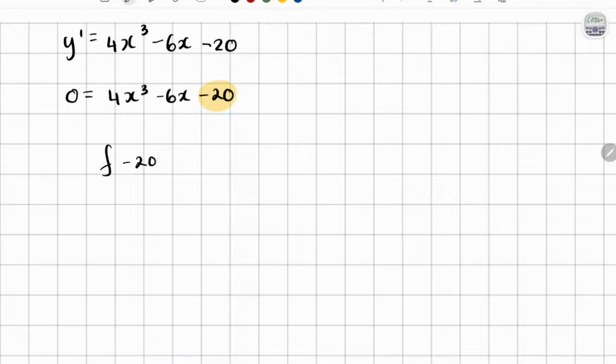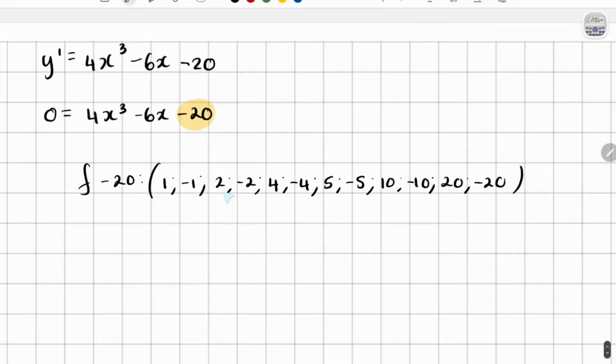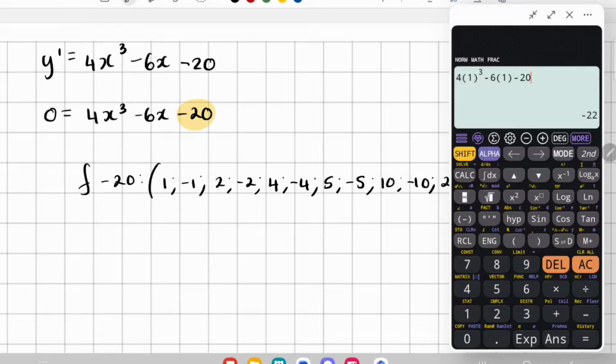So factors of negative 20 will be 1 and negative 1, 2 and negative 2, 4 and negative 4, 5 and negative 5, 10 and negative 10, and 20 and negative 20. And then you're going to have to substitute these values into this and see the one that gives you 0. So 1 does not work. It gives us negative 22.